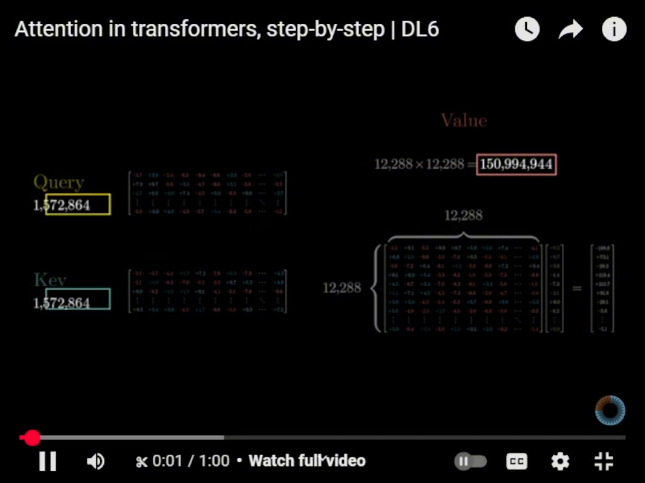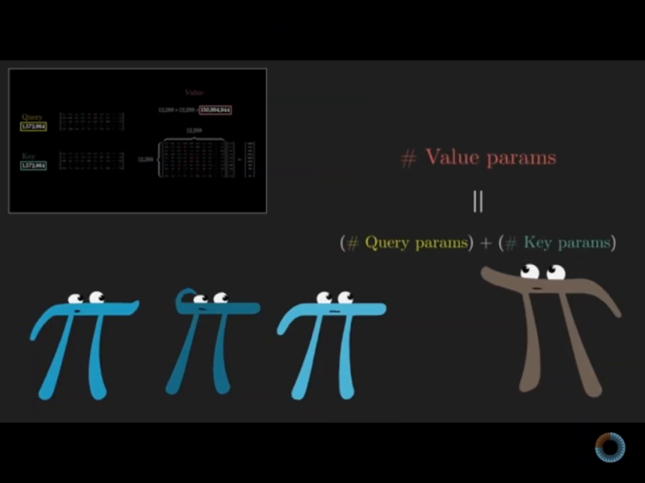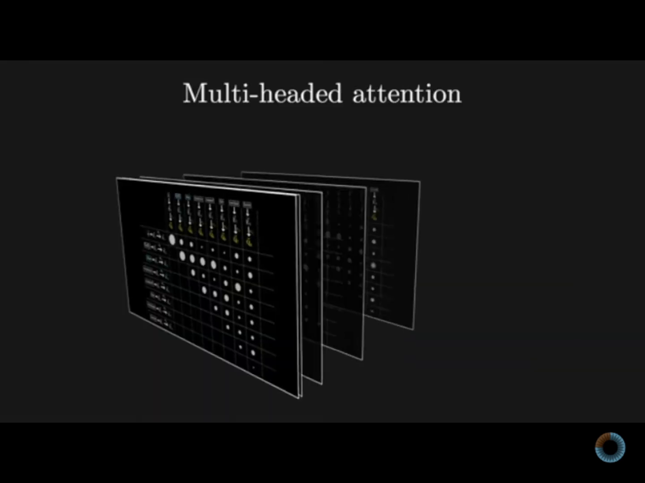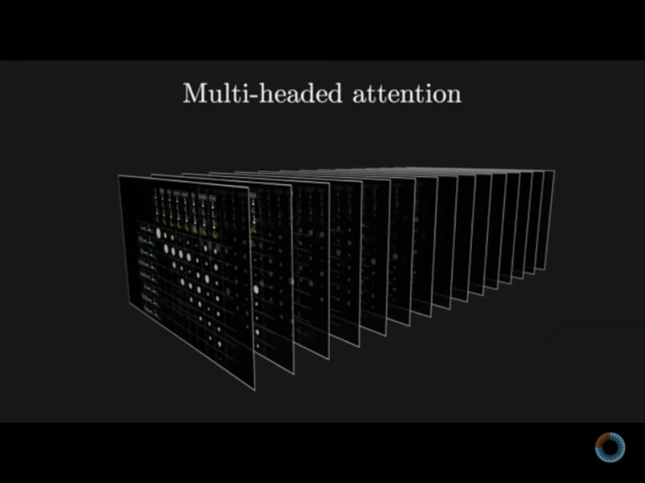Value map than to the key and query. But in practice, it is much more efficient if instead you make it so that the number of parameters devoted to this value map is the same as the number devoted to the key and the query. This is especially relevant in the setting of running multiple attention heads in parallel.